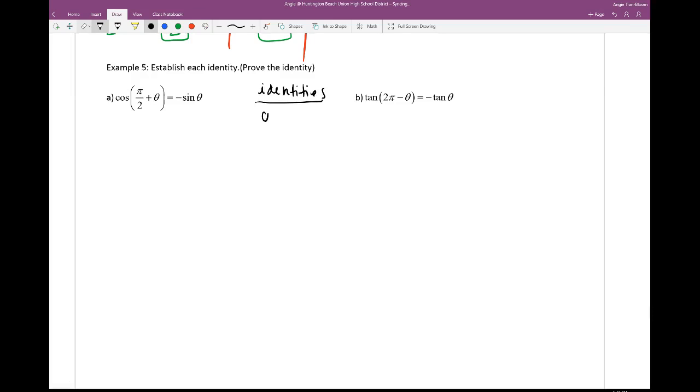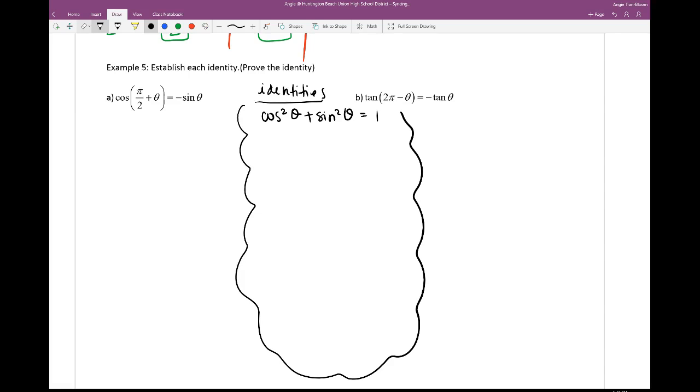Let's start with the basic, right? Cosine square of theta plus sine square of theta equals one. Okay, so we'll bubble this up. Then keep in mind that we can divide each and everything by cosine square. So one plus tangent square of theta equals, if I divide 1 by cosine square, that's 1 over cosine square. So that's really secant square of theta.